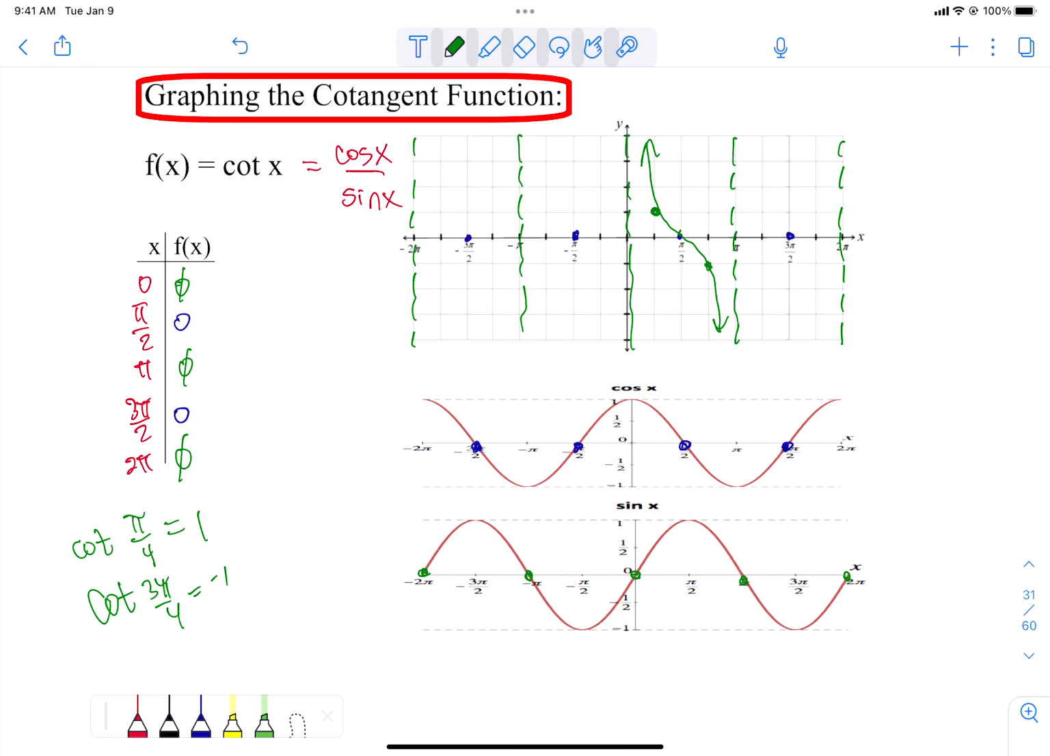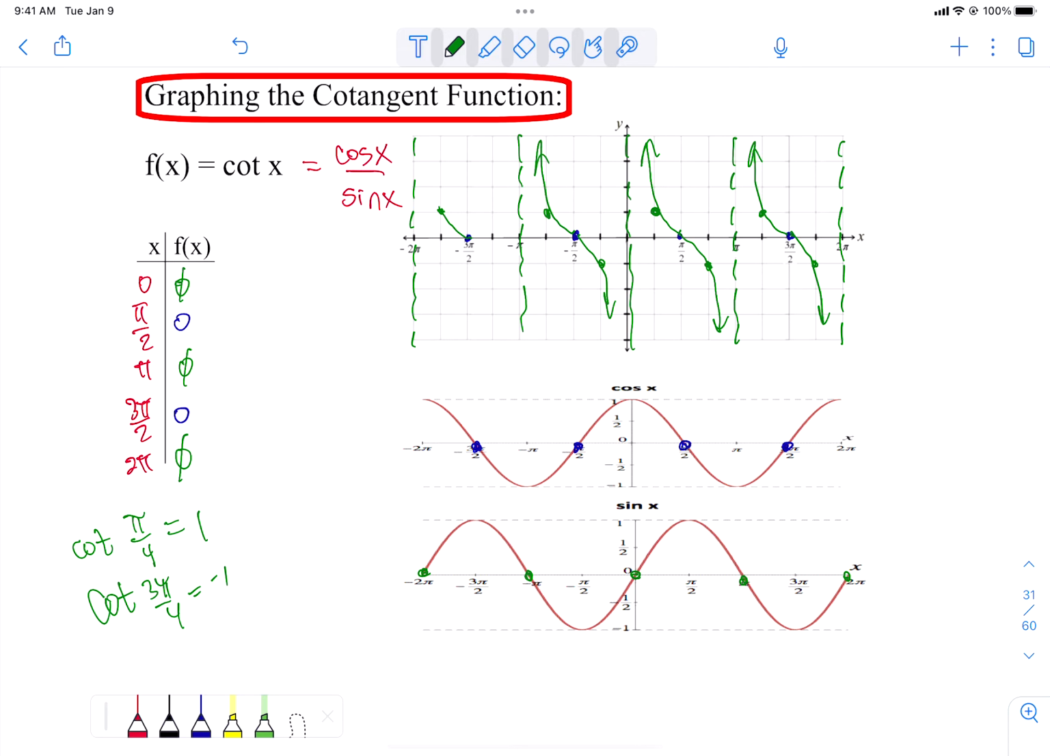A lot of times, because the tangent and cotangent are reciprocals, we call the cotangent the flip of the tangent. In many ways, even the graph reflects that, it looks like a flip. So we can do that again and again. Left, we go up one. Right, we go down one. Left, we go up one. Right, we go down one. That is the parent function.